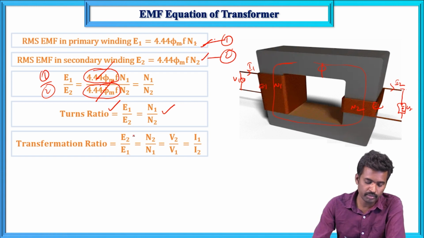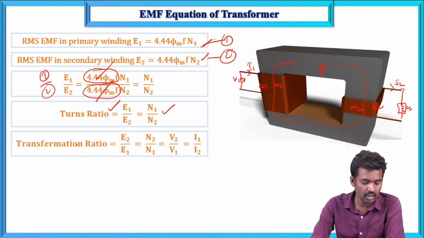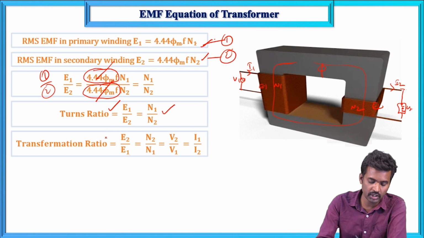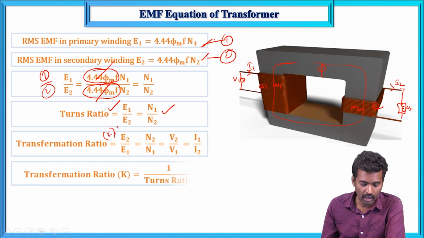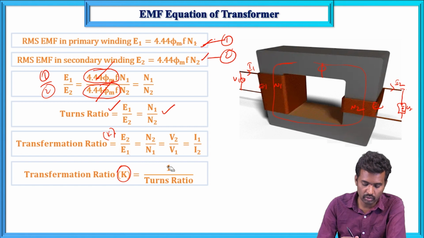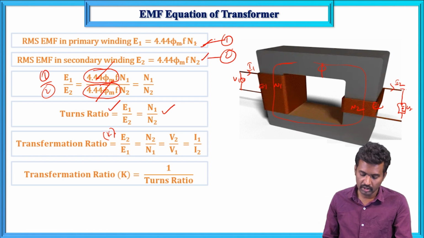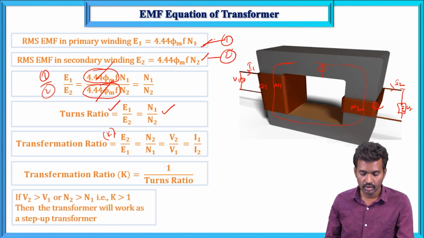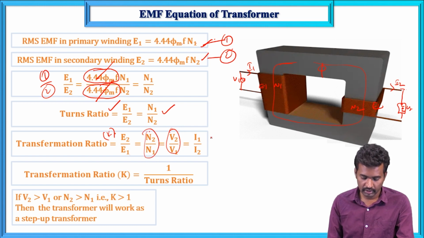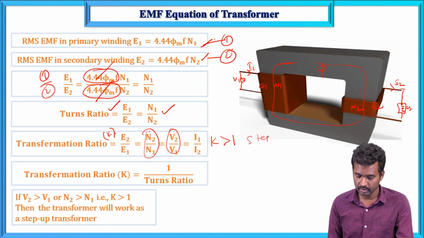So now from these two equations we can say that the transformation ratio, represented with capital K, equals 1 by turns ratio. The reciprocal of turns ratio equals the transformation ratio. Now, if V2 is greater than V1, and N2 is greater than N1, or K is greater than 1, then the transformer works as a step up transformer.